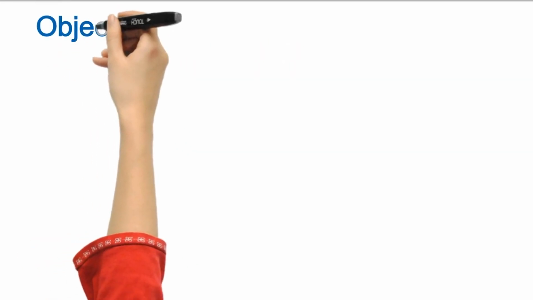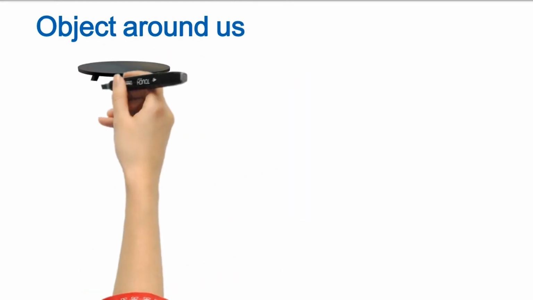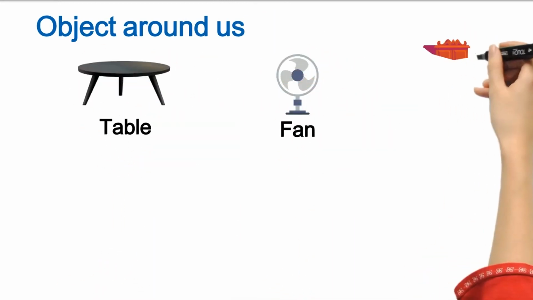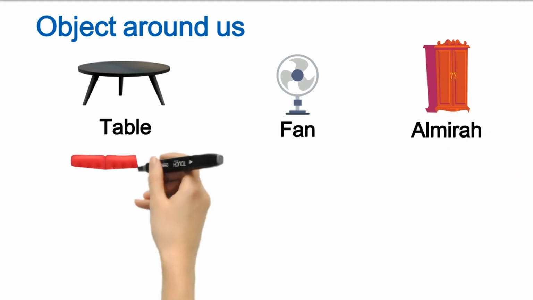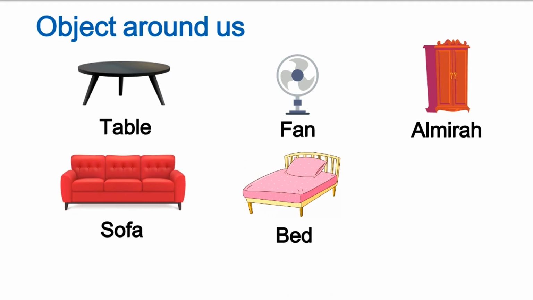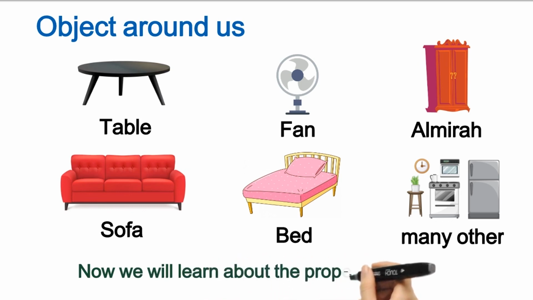We have so many objects around us made of different materials. Example, table, made of wood, fan, made of iron, almirah, made of wood, sofa, made of leather, bed, made of iron and wood, and many more. All these objects around us are made of different materials as per the requirement of their uses. Now, in the next topic, we will learn about the properties of material.